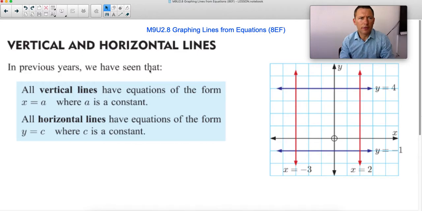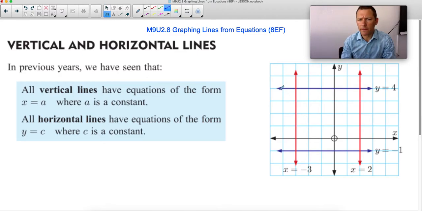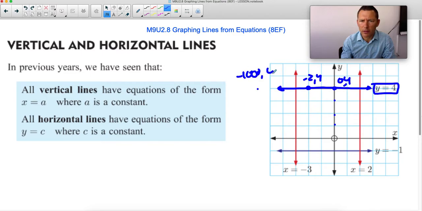So this blue line, the equation of it is y equals 4, because all of the points have 4 for their y coordinate, right? This is (0, 4). This is (-2, 4). This is (-1 billion, 4). That's not a billion. You get the idea, right? Similarly, this equation is y equals -1 because all the y values are -1.